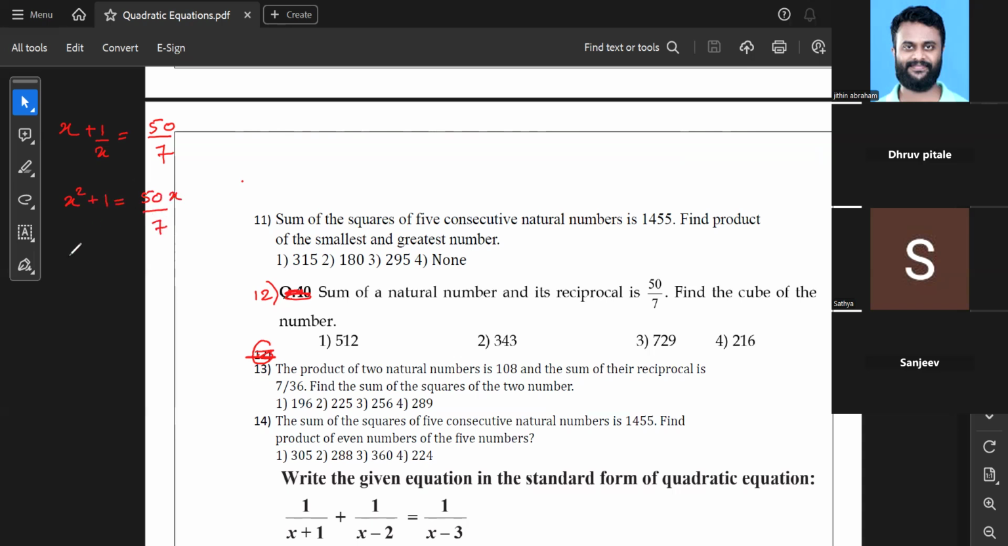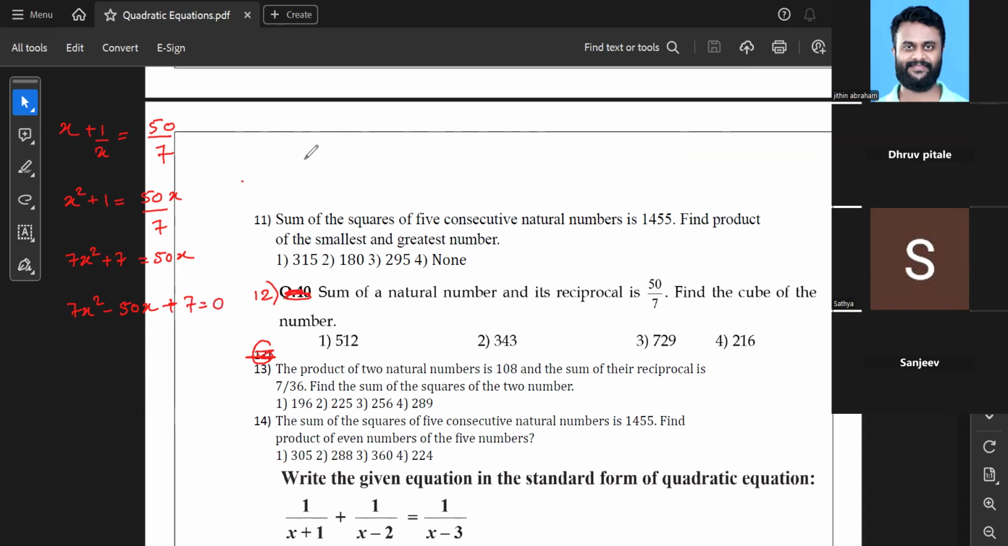I take 7 this side. That will give me 7x square plus 7 is equal to 50x. That will give me 7x square minus 50x plus 7 is equal to 0. Now this is my equation.